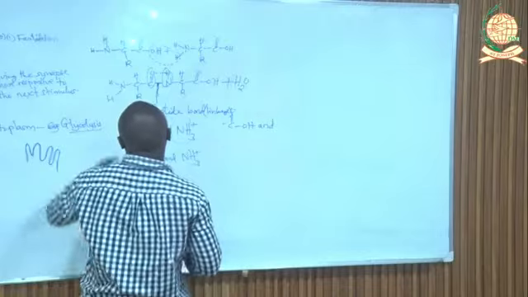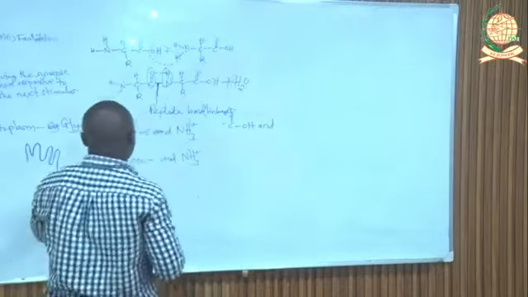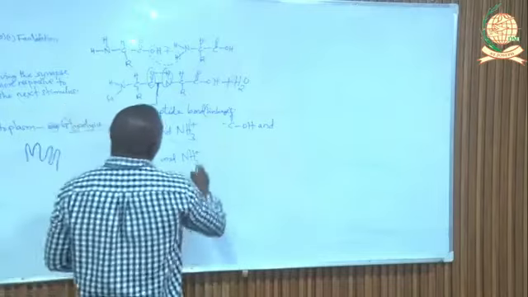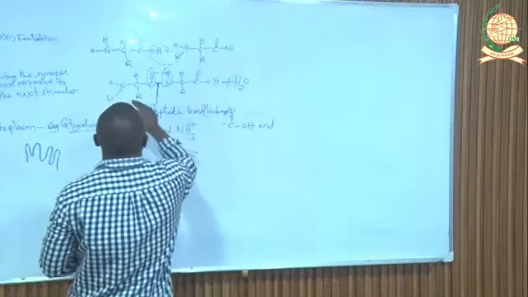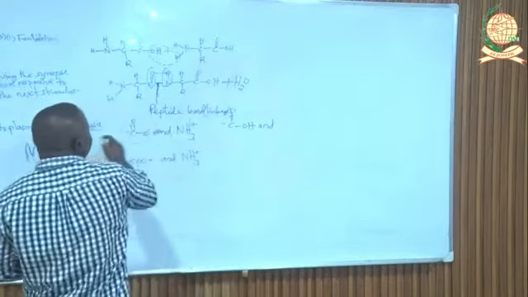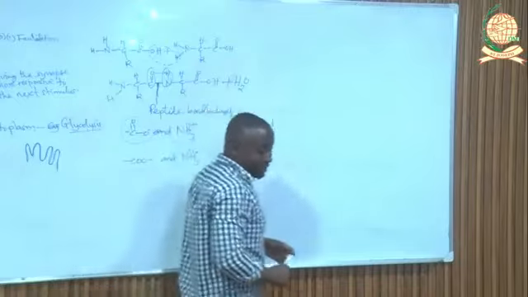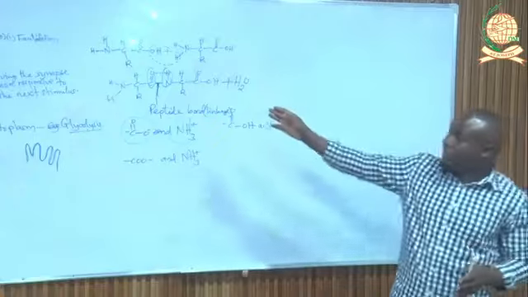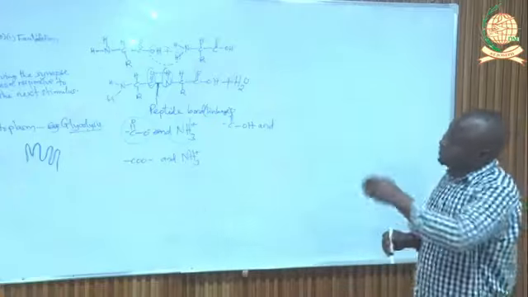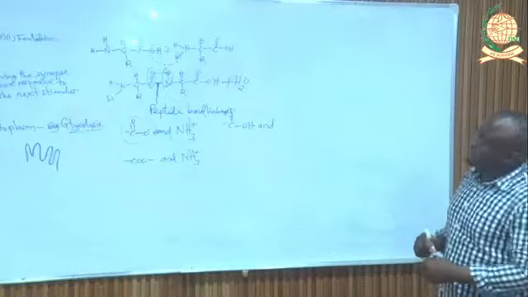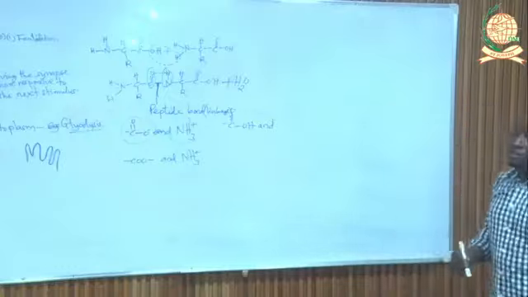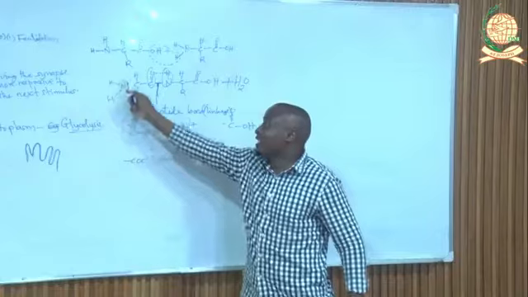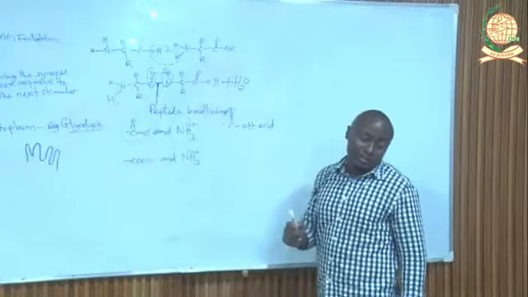The polypeptide molecule formed during the formation of peptide linkage, the peptide bond, results in formation of a molecule with a free amino group on one side and a free carboxyl group on the other side, or at the end of each one. For example, in that one, there is a free amino group at this end and a free carboxyl group at this end.